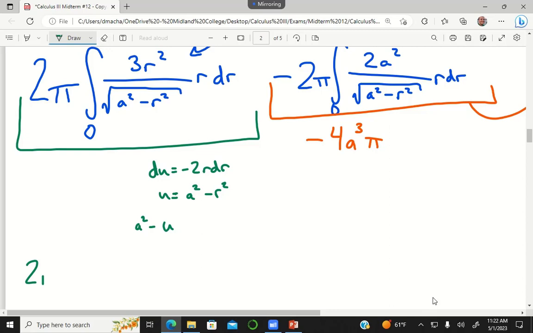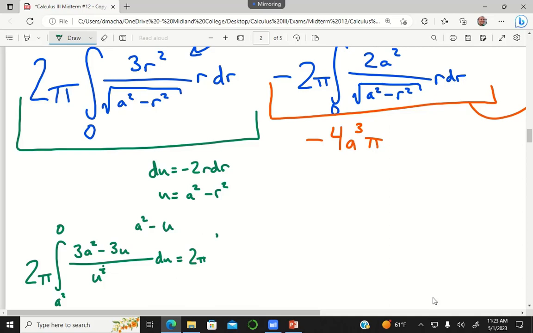So we do 2 pi integral 0 to a. No, wait. I always forget this. It's so easy to forget. You plug in r equals 0 and you get a squared, and then you plug in r equals a and you get 0 for your bounds. Okay, then this is going to be 3 times a squared minus 3u divided by the square root of u, which is u to the half, du.